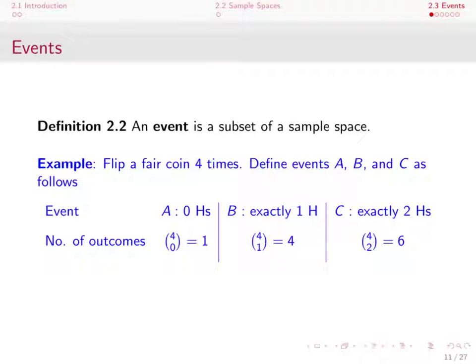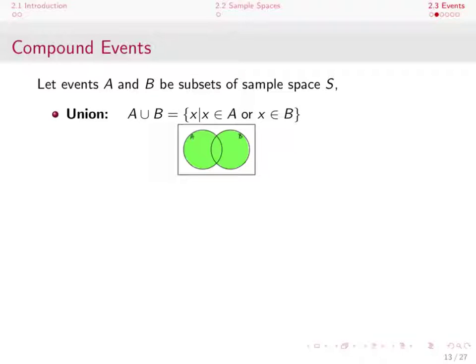And similarly for event C, where we get exactly 2 heads, we take the 4 flips, choose 2 of the flips to be heads, and there are 6 ways for that to happen. So then, if we think about flipping the fair coin 4 times, there should be 2 to the 4 or 16 possible outcomes, and we can now compute probabilities. The probability for event A occurring would be 1 out of 16, for B 4 out of 16, and for C 6 out of 16.